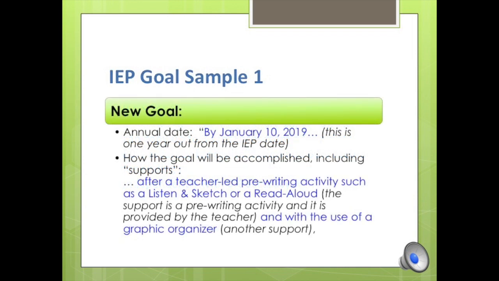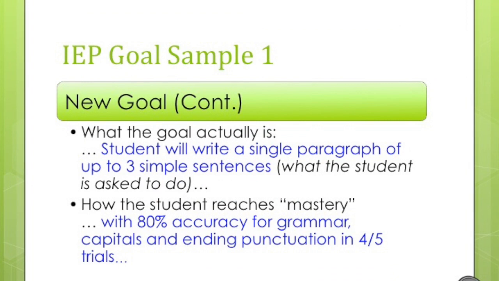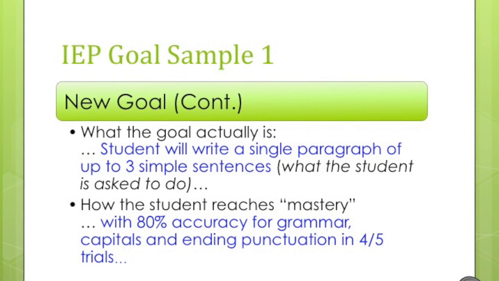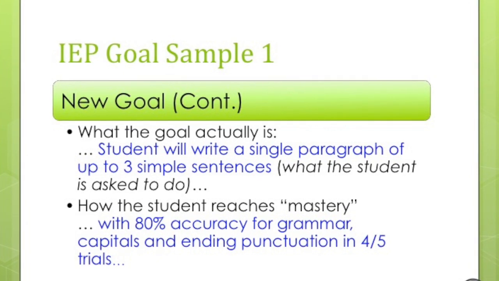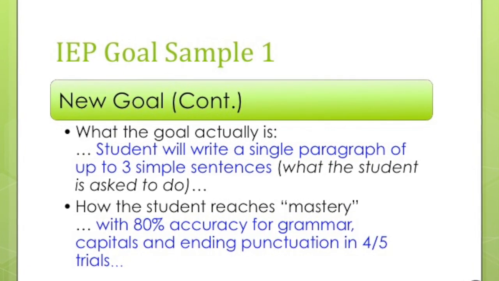First, the annual date: by January 10th, 2019. Second, how the goal will be accomplished, including supports. After a teacher-led pre-writing activity such as a listen and sketch or a read aloud. Those are the supports. And with the use of a graphic organizer. Oh, another support. Now what the goal actually is. Student will write a single paragraph of up to 3 simple sentences. This is what we're going to ask the student to do.